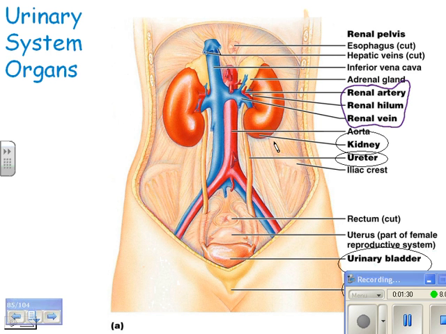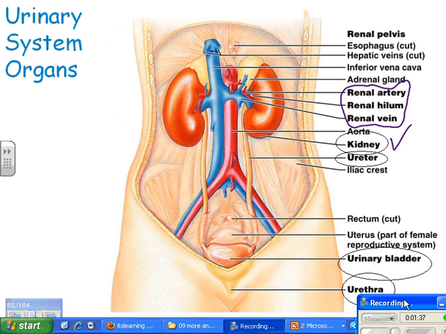But what I want you to know is the kidney, that's the circled one. Ureter, it sounds like urethra, which I think you've probably heard of before. The ureters are these two tubes, one from each kidney, that bring urine down to the bladder. And here's the urinary bladder and then the urethra.